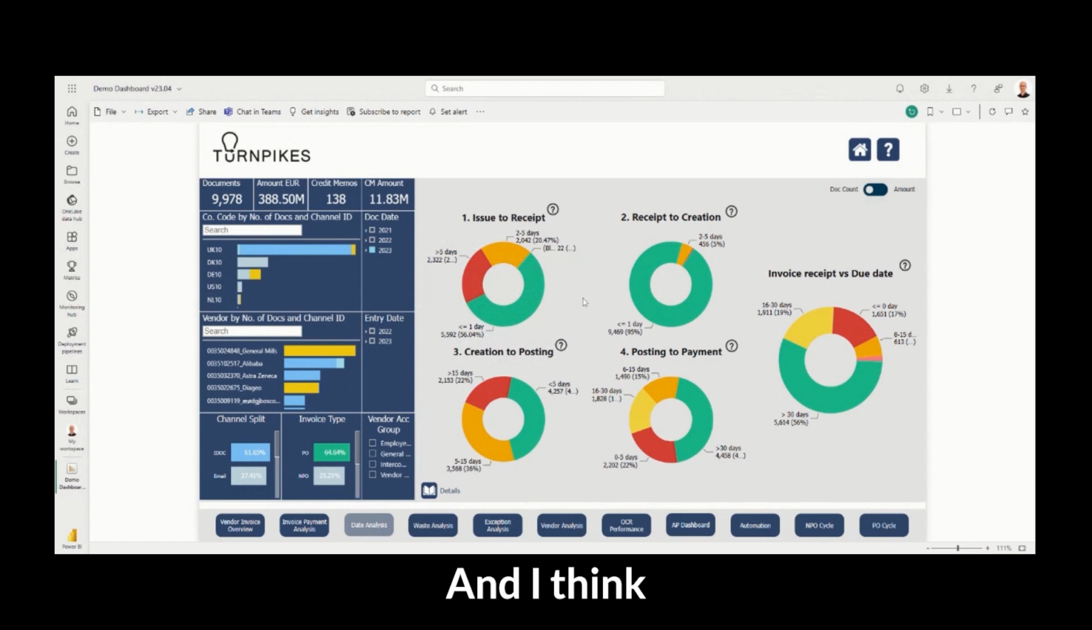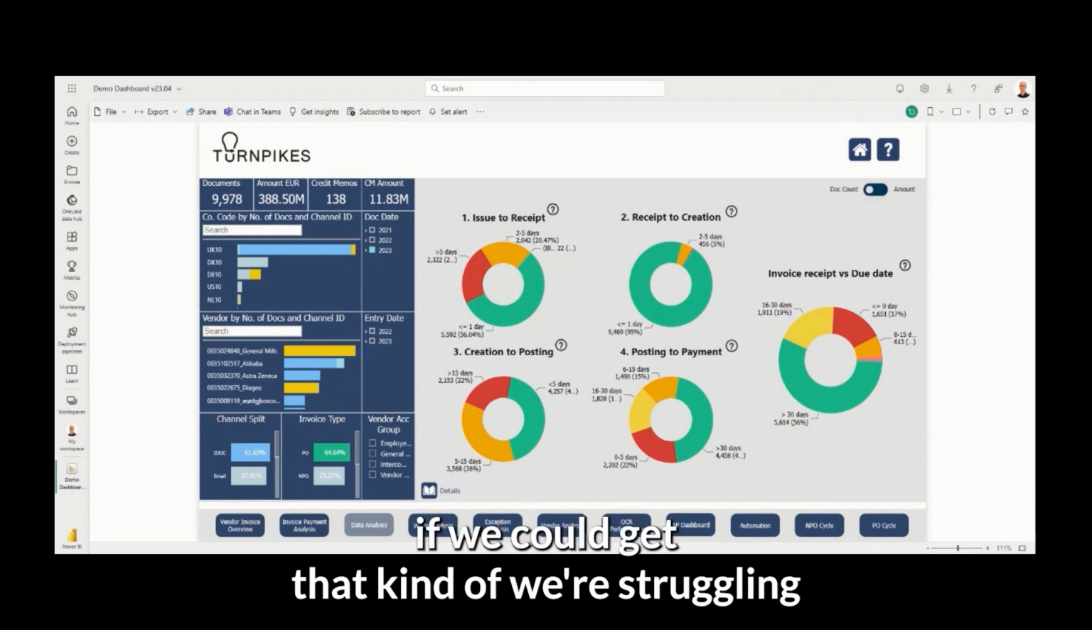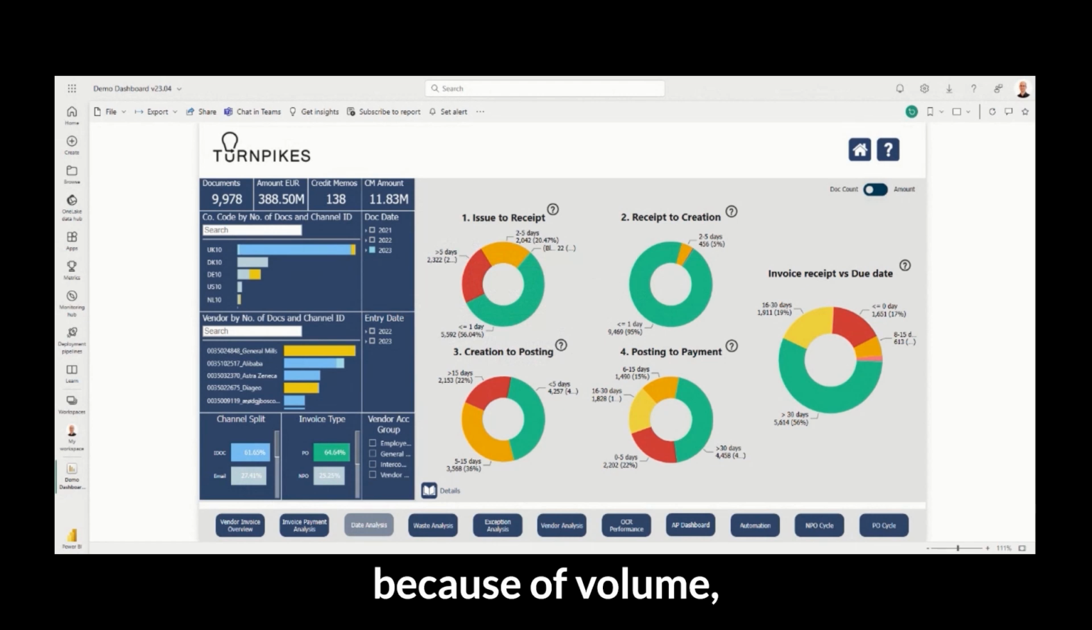Yeah, and I think that's a really good comment. People have said to us quite a lot, it would be great if we could get that going, but we're struggling to do it in time as it is, because of volume, because of lack of insight. So with a tool like this, am I right in thinking this is a fairly simple connection to the existing VIM systems?